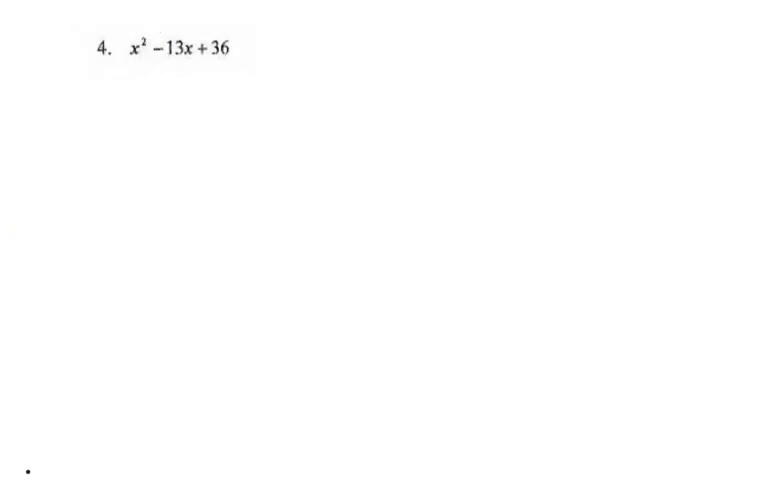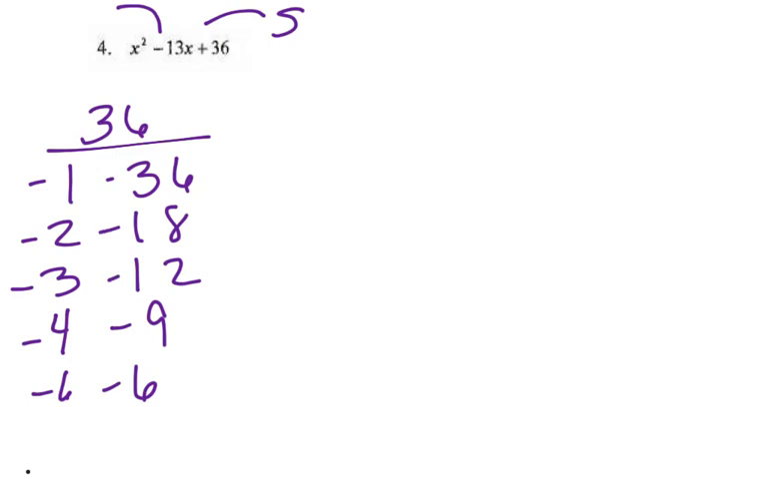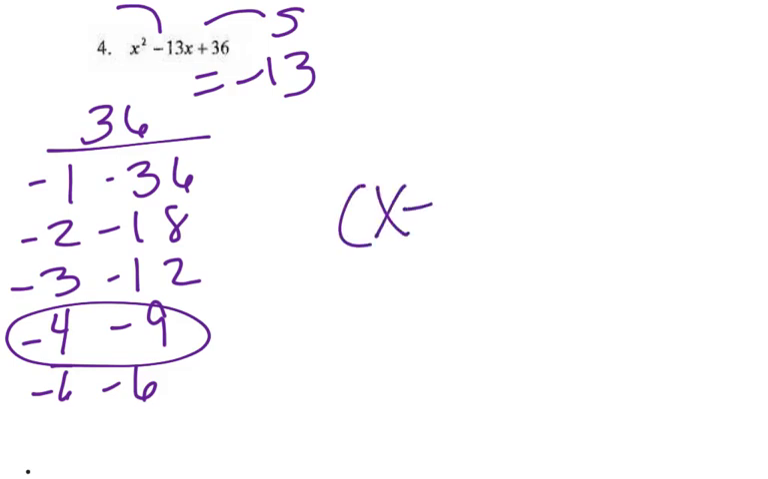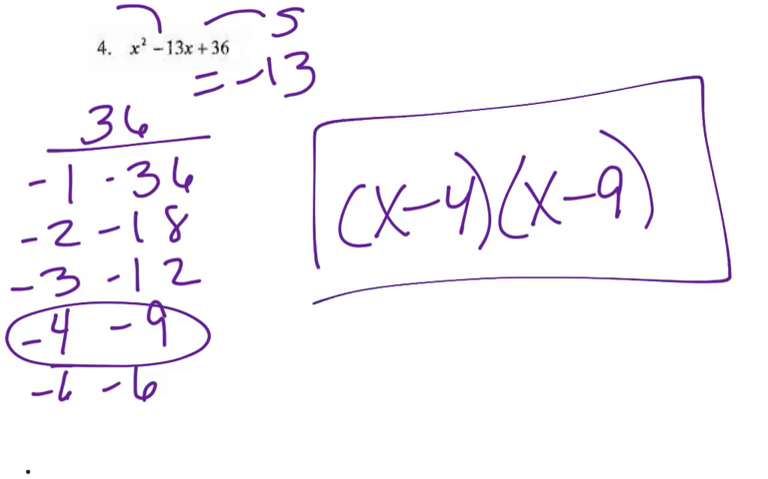Number 4, we're going to find the factors of 36. 1 and 36, 2 and 18, 3 and 12, 4 and 9, 6 and 6. Signs are the same, and they're both negative. So make all of your signs negative. I need them to equal negative 13. Negative 4 and negative 9. So x minus 4, x minus 9. That's my answer. That's all there is to it.